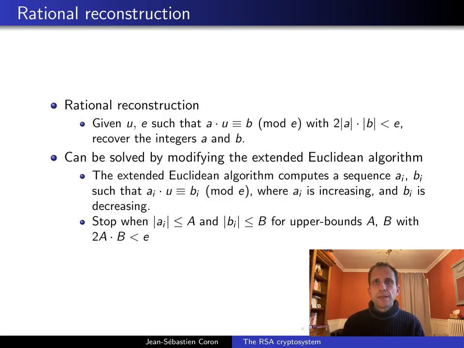We know that the extended Euclidean algorithm, given as input two integers u and e, is going to compute a sequence of integers a_i and b_i such that a_i times u is congruent to b_i modulo e. And we know that the sequence a_i is increasing and the sequence b_i is decreasing. So the idea is to stop the algorithm when the absolute value of a_i is smaller than big A, and the absolute value of b_i is smaller than big B, for well-chosen upper bounds A and B, where the product of the two upper bounds is such that 2 times A times B is less than e.